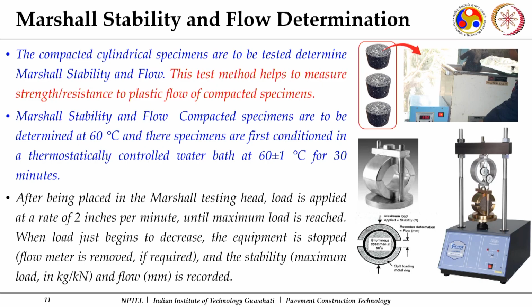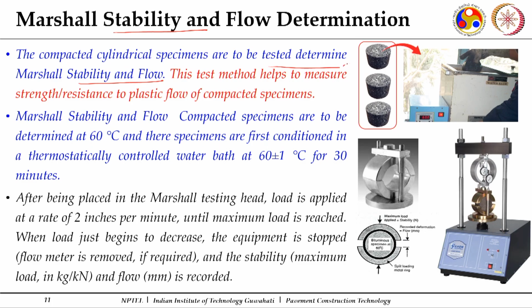Now, once the specimens are compacted and volumetric parameters are determined, then we work out the determination of Marshall stability. This we discussed in one of our previous lectures also, when characterization of bituminous mixes was there. So, this is tested to determine the Marshall stability and flow. This gives us a measurement of the strength of the mix, especially resistance to plastic flow of compacted specimens.